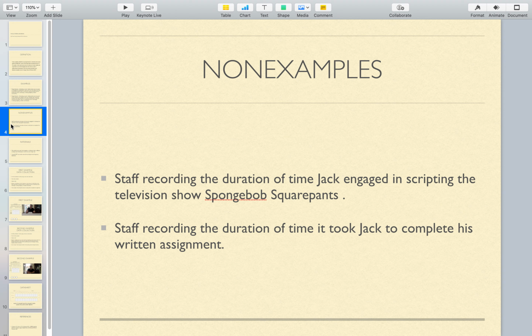A non-example would be the student recording the duration of time Jack engaged in scripting the television show SpongeBob SquarePants. Another example would be staff recording the duration of time it took Jack to complete his written assignment.